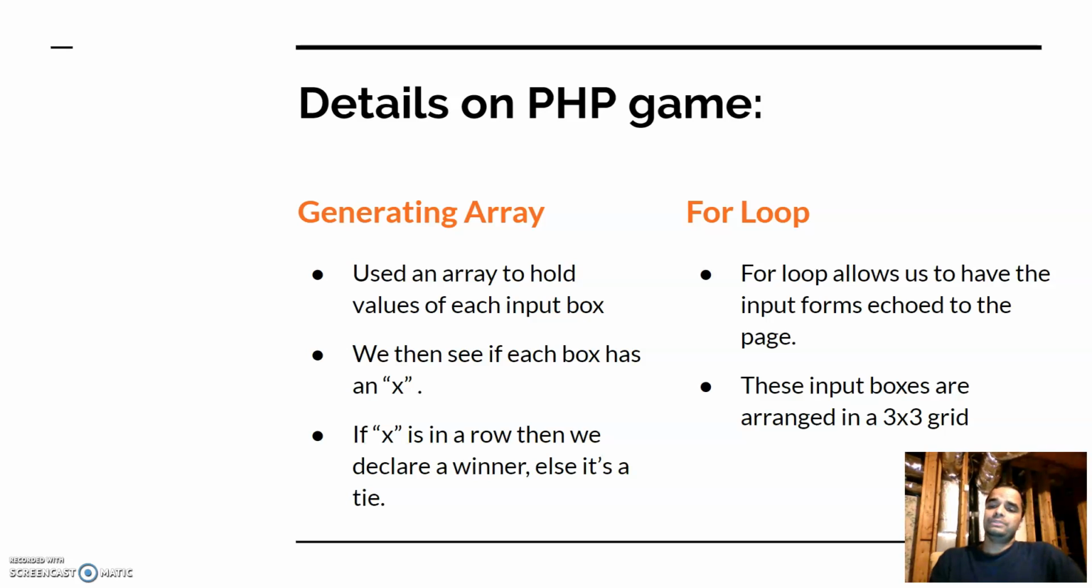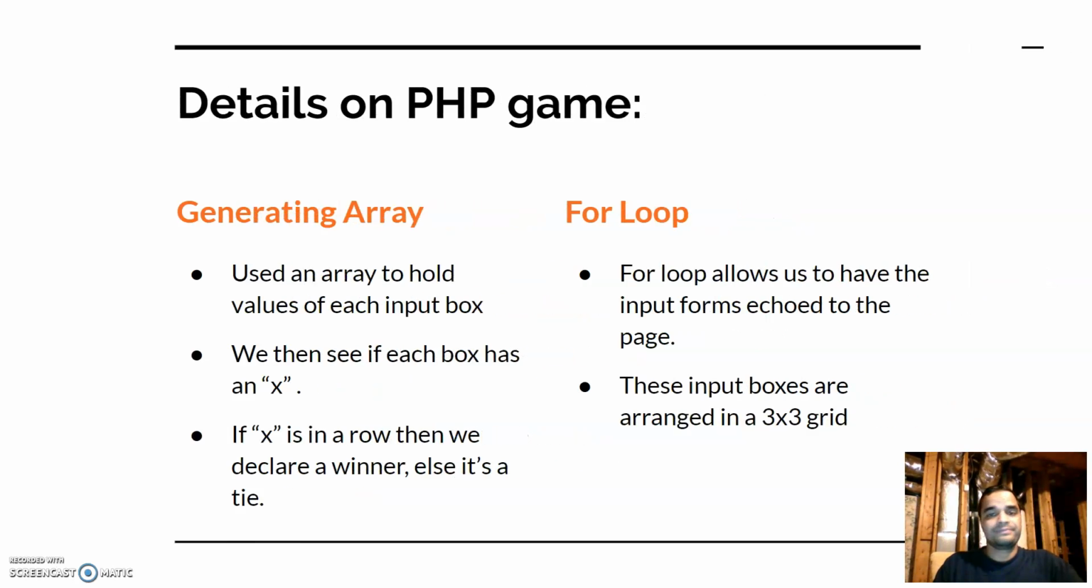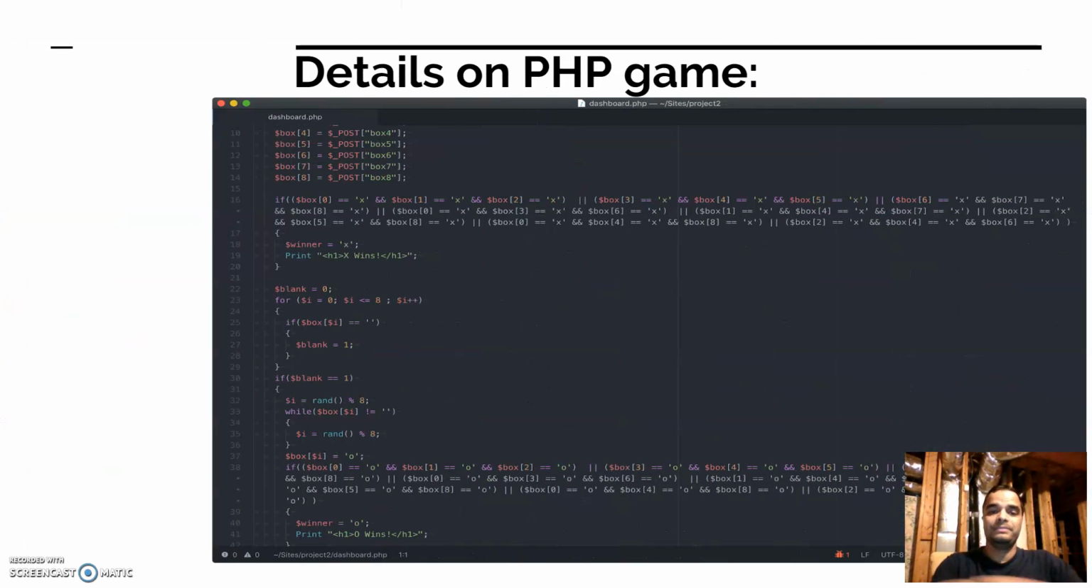We also use for loops to put input boxes from the code onto the page. These input boxes are arranged in a 3 by 3 grid. I'll show you in a minute. Those are the boxes we choose, and we use the if statement to check for X and Y to get the winner. Otherwise, if X wins, it says X wins. Otherwise, it will be a tie.